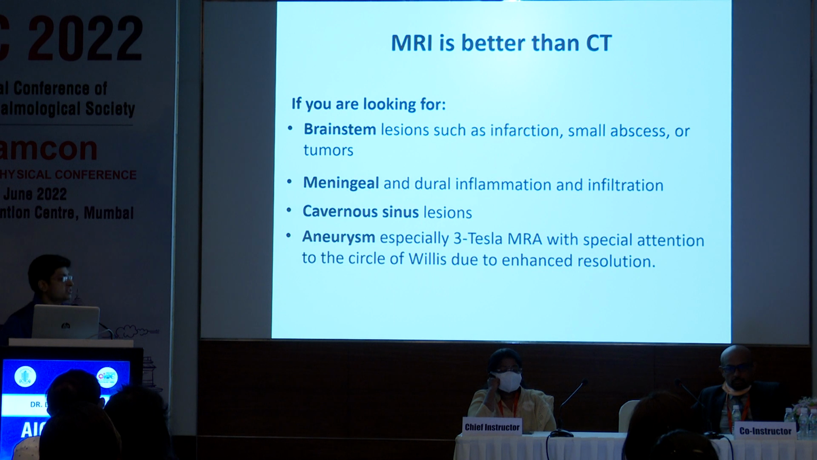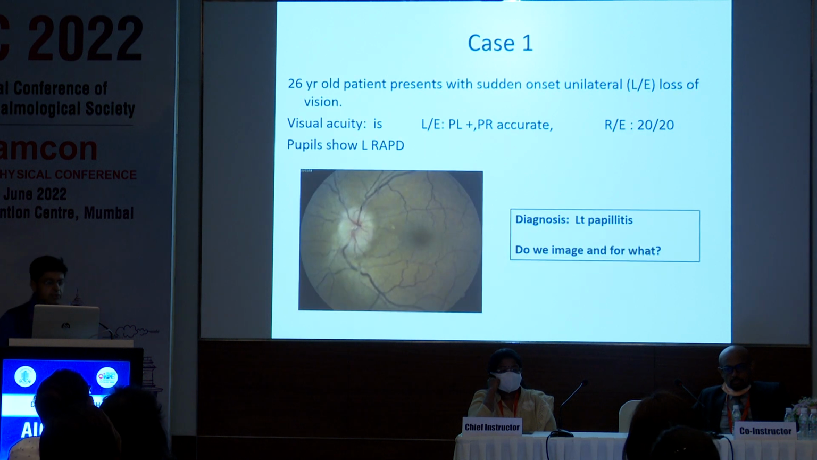And aneurysm. A CT will obviously miss an aneurysm unless it has calcified walls or something. So, a 26-year-old female presented with sudden loss of vision in one eye: left eye vision affected, right eye normal, left RAPD, left papillitis.